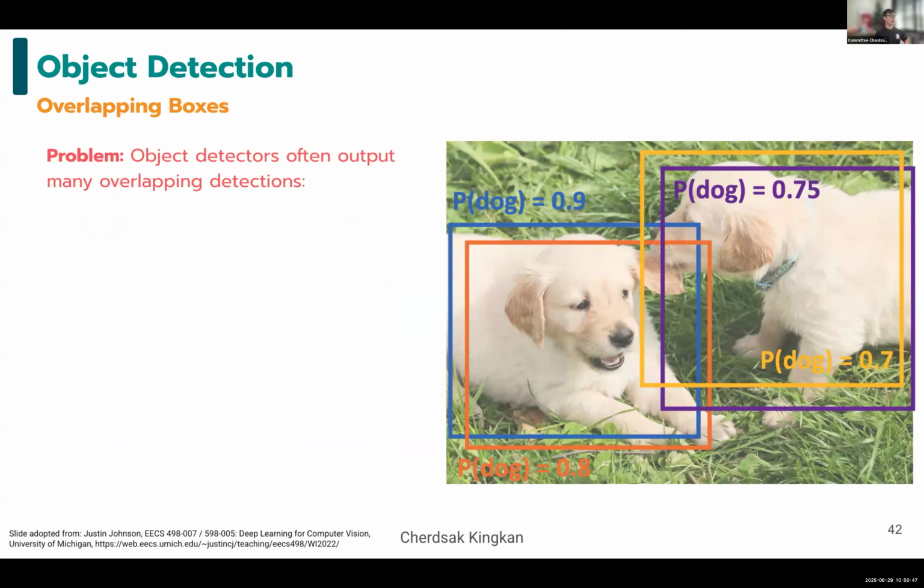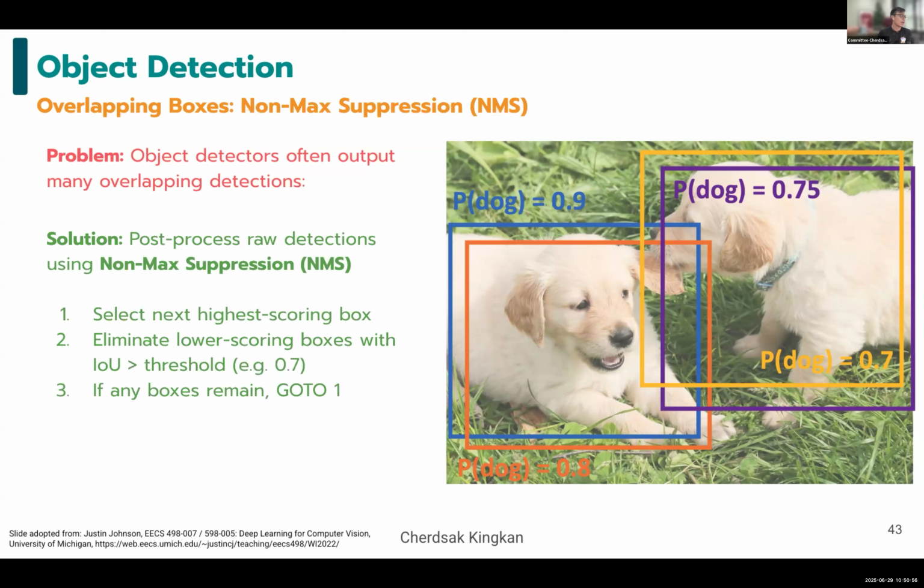To deal with the problem of overlapping boxes, we can use a method called non-maximum suppression. I hope you remember this name from edge detection, so we have heard this before. The solution to this problem is to post-process the raw detections using non-maximum suppression, or NMS.